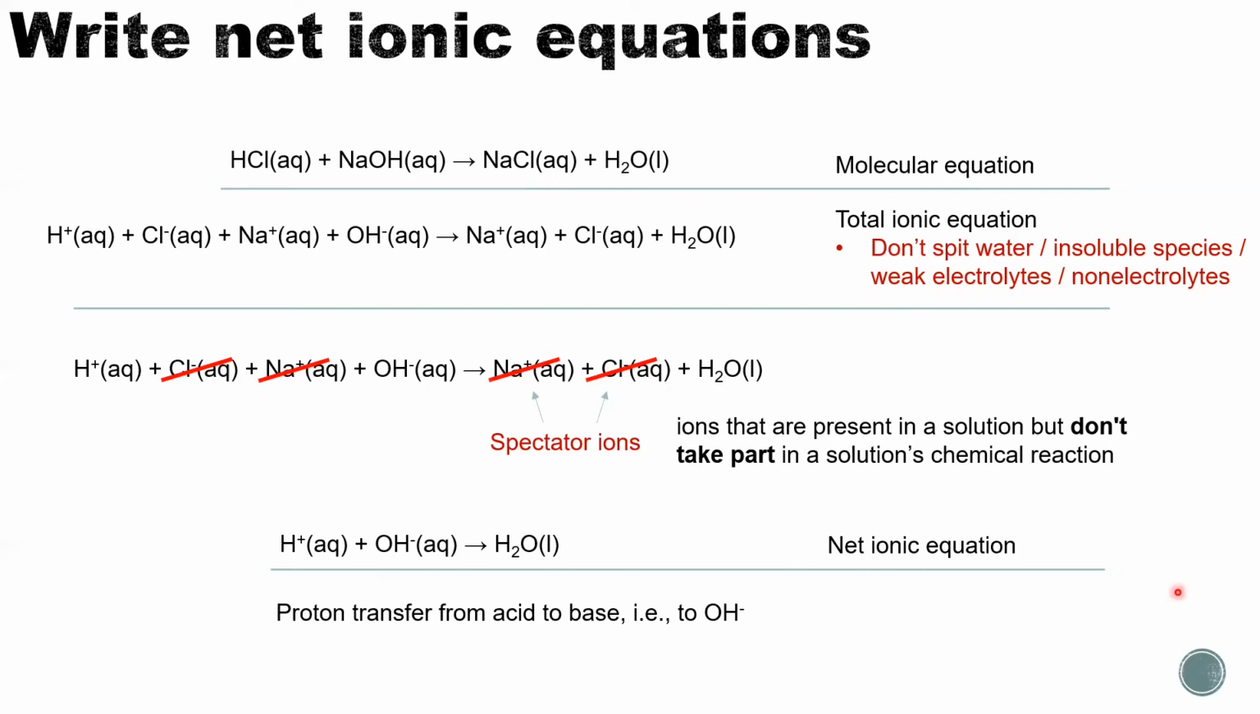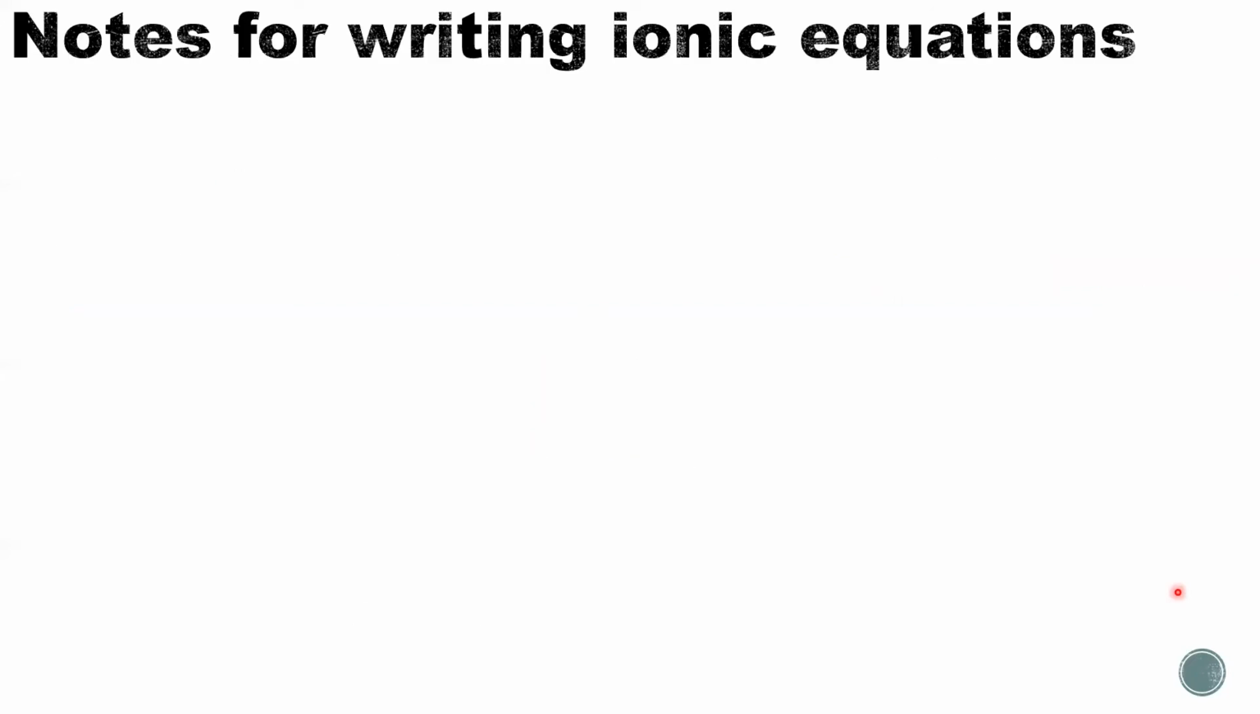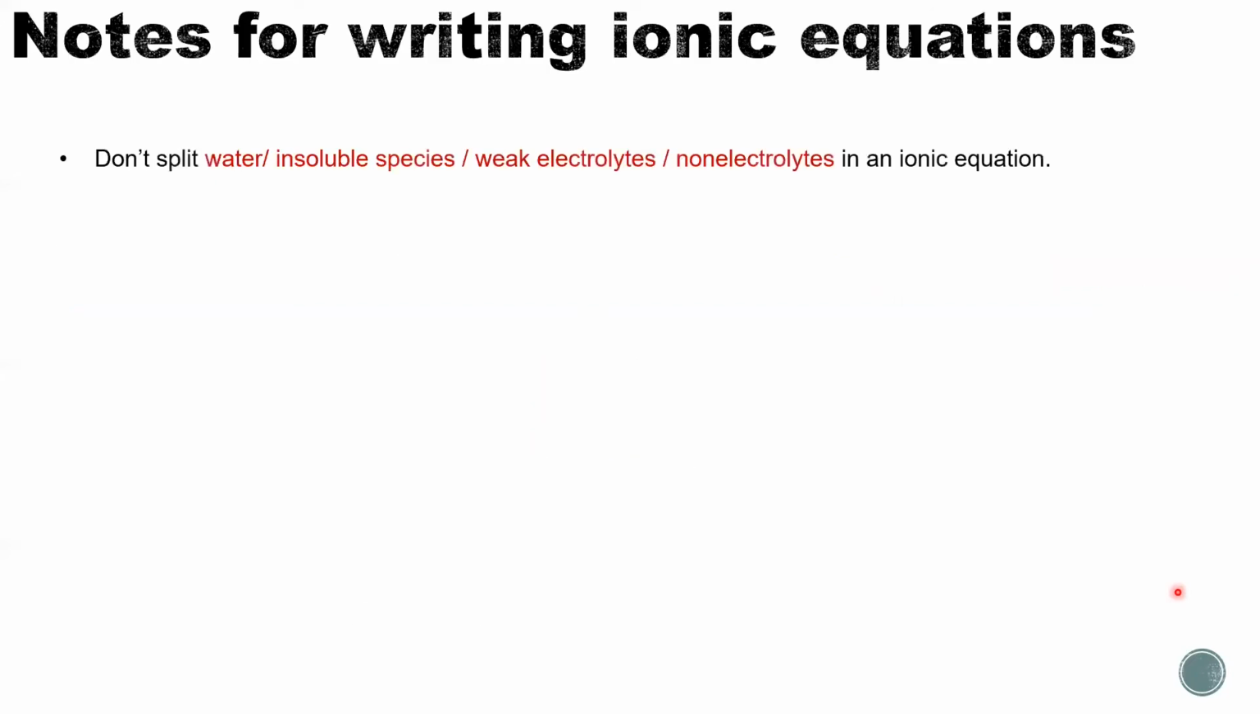Okay, there are a few notes for writing an ionic equation. First, as I said before, don't split water insoluble species, weak electrolytes, or non-electrolytes in an ionic equation. For example, acetic acid is a weak acid. So when we write an ionic equation for acetic acid reacting with a strong base, we keep acetic acid as it is in the chemical formula, CH3COOH. We don't split it apart.